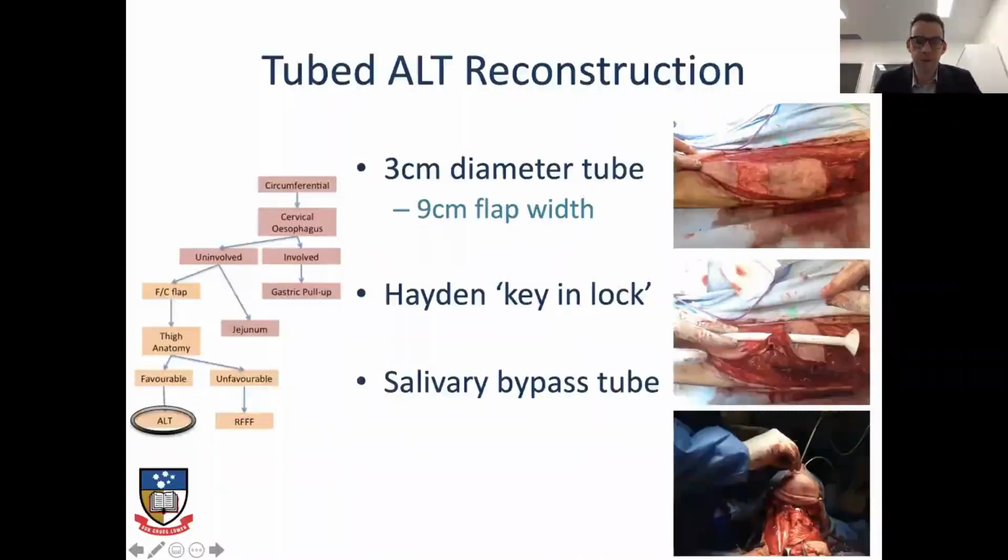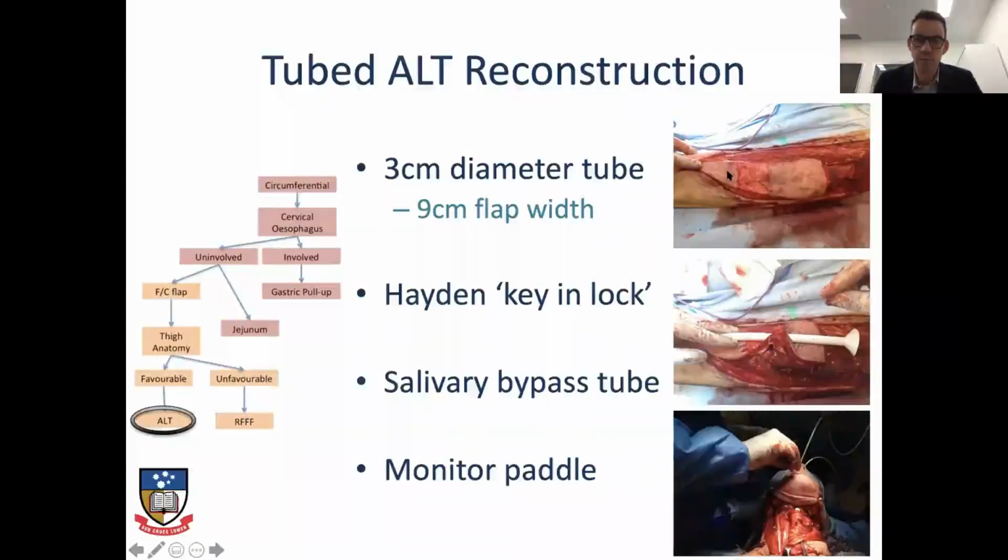We typically use salivary bypass tubes, which you can see here. The flap's being tubed over the bypass tube. And then in the bottom photo, we pass one nasogastric down for feeding. One nasogastric secures the salivary bypass tube to the nasal vestibule. That stitch can then be cut, and the tube can be delivered through the oral cavity on the ward when deemed satisfactory.